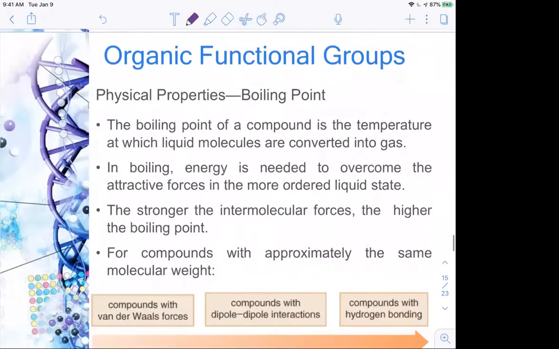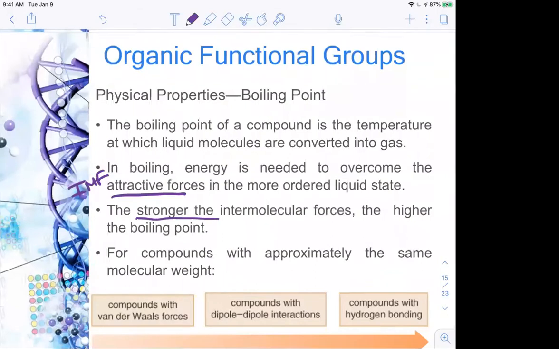Now, these functional groups control the physical properties, including boiling point, right? The boiling point of a compound is the temperature at which liquid molecules are converted into a gas. In boiling, as I transition from the liquid phase to the gas phase, I need to add energy, and that energy is needed to overcome the attractive forces. These are my intermolecular forces that we've talked about before: dipole, hydrogen bonding, and London dispersion forces.